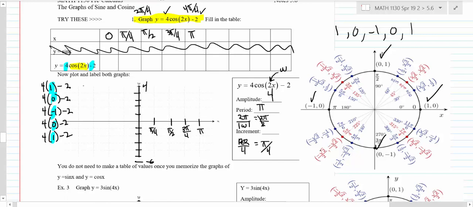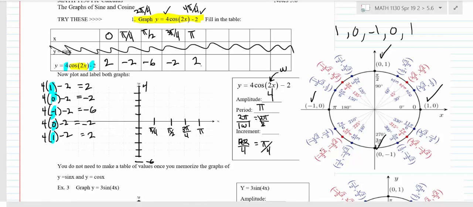So 4 minus 2 is 2, so we get a point there. This would be 0 minus 2 is negative 2. This would be negative 4 minus 2 is negative 6. This would be 0 minus 2 is negative 2. And then 4 minus 2 is going to be 2 like that. You're going to know if you're on the right track because it has repetition. It's got 2 2's and 2 negative 2's. So everything should be the way it needs to be.